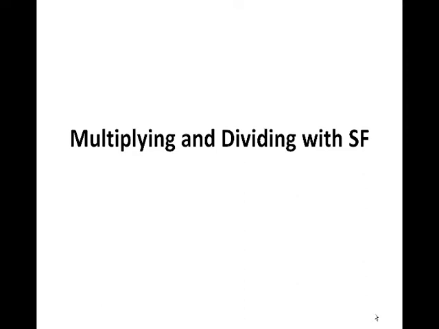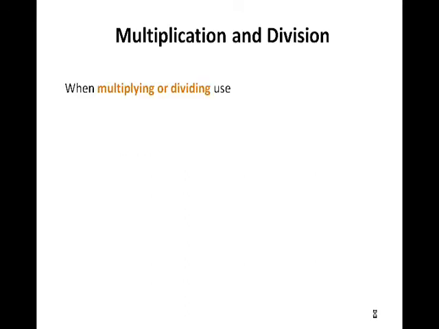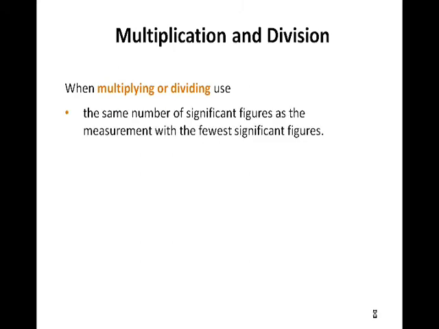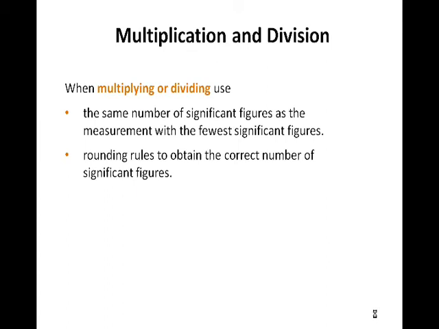Okay, the last topic that we have before calling it a day today is multiplying and dividing with significant figures. This is the easiest one there is. Whenever we multiply and divide with significant figures, we just use whichever number in the problem has the fewest significant figures. Okay, it's super easy. And then we round our answer off to that number of significant figures.